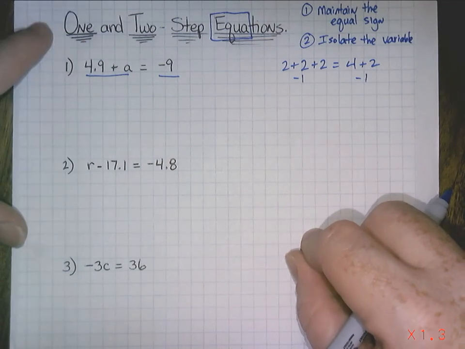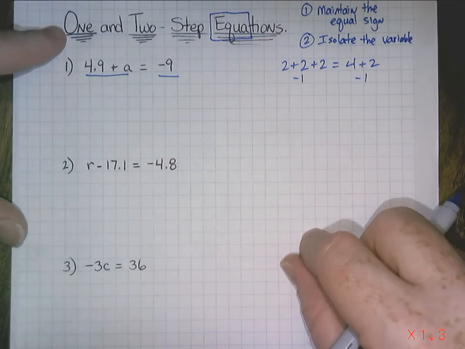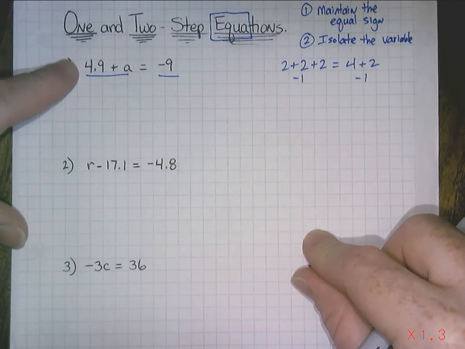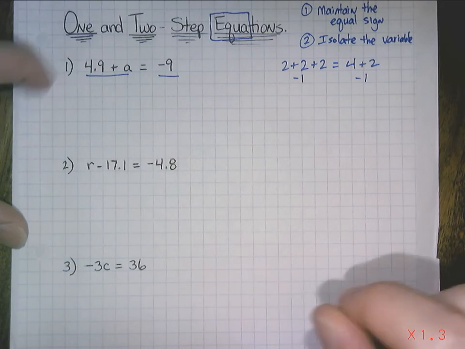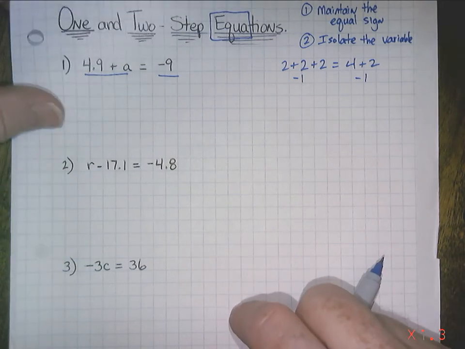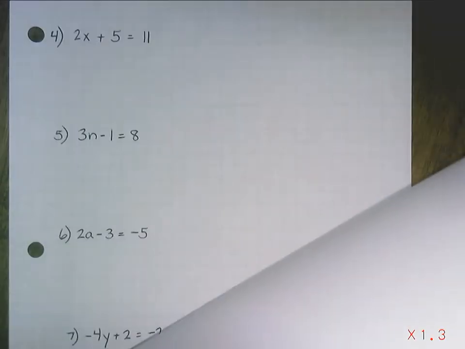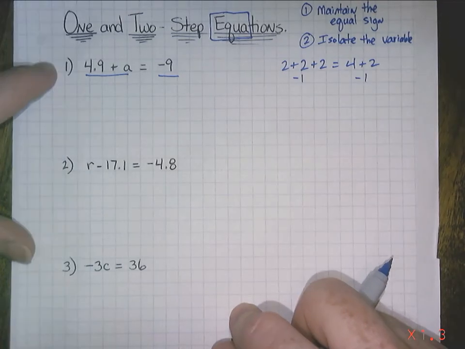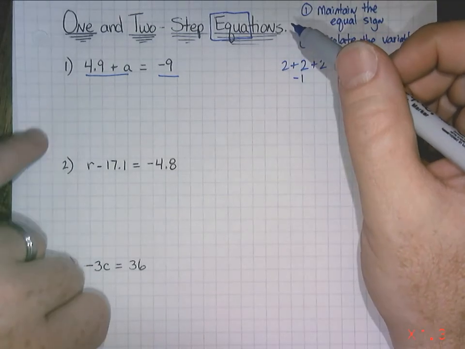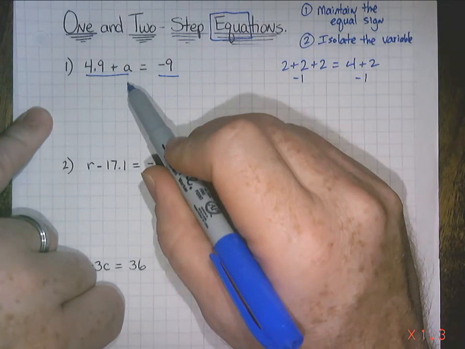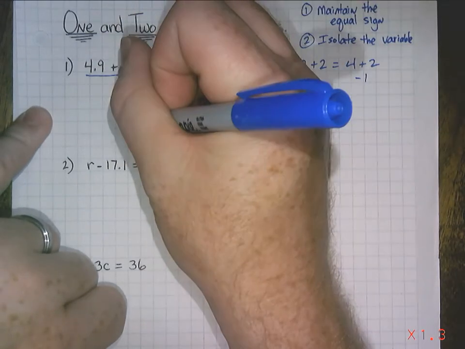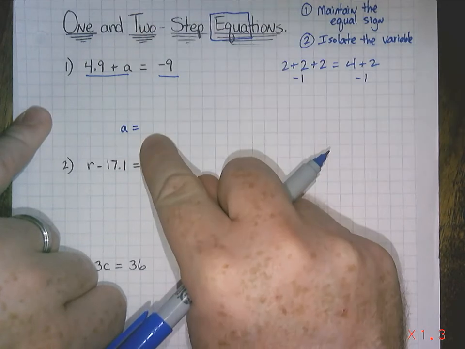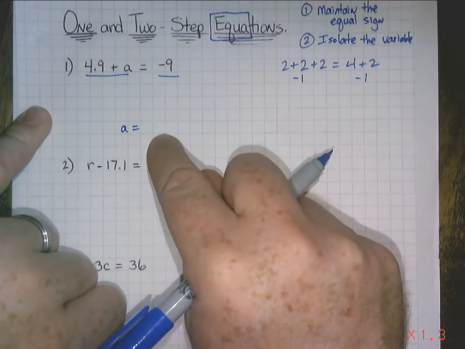Now, one step is denoted by one step. It takes one step to solve a one-step equation. You've got 3 one-step equations here. The next page, we'll talk about two-step equations. You've got 4 of them here. Okay? So, what we need to do is isolate A. We need A by itself. Once we have A by itself, then we will know what it's equal to. We will know the value of A.